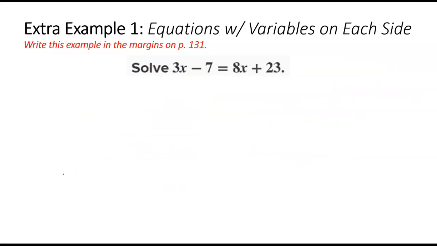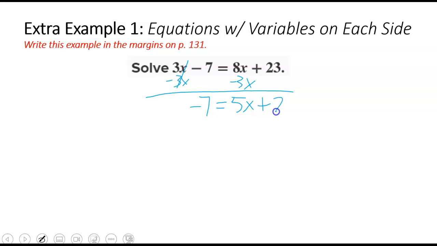So let's look at another example. I would write this one in the margins so that you have another example to look at. I have 3x and 8x, and it doesn't matter what side we put x on. We can put x on the left or x on the right. Some people always like to keep the x positive, so they'll always subtract the smaller from the larger. It's totally up to you. You'll get the same answer either way. I'm going to subtract 3x from both sides, that way I have the larger x minus the smaller. Over here, that cancels. So on the left, we have negative 7 equals 5x plus 23.